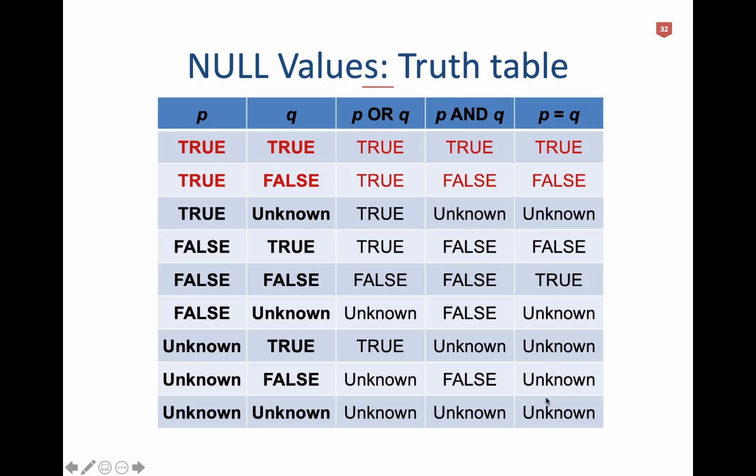This is the most important thing. The other ones are common sense, because it's OR and AND, and that's much easier. So the equal is the one which is confusing. Whenever you have unknown in an equal, it's always going to be unknown, whether the other one is true, unknown, or false.